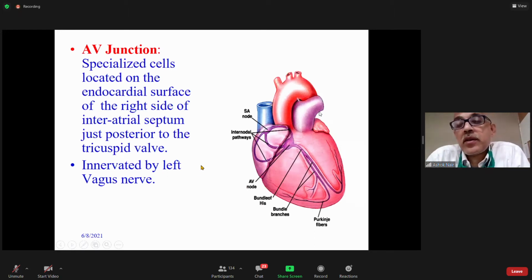The AV junction is a profusely branched group of cells of different diameters. They are specialized cells located at the endocardial surface of the right side of the interatrial septum, posterior to the tricuspid valve, just above the interventricular septum. It is innervated by the left vagus nerve.